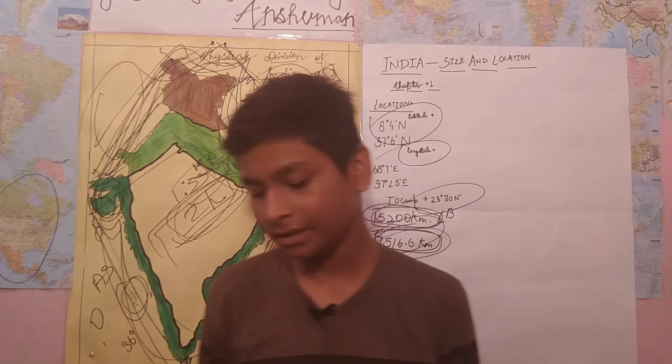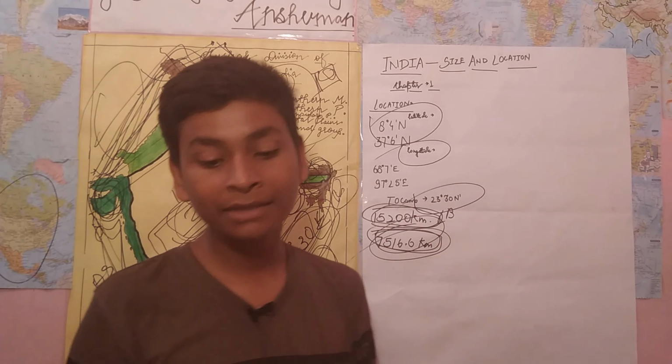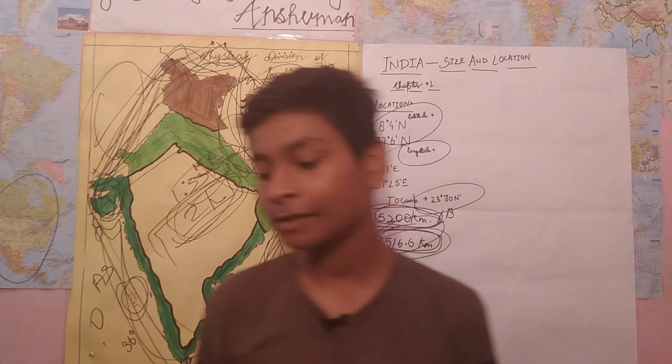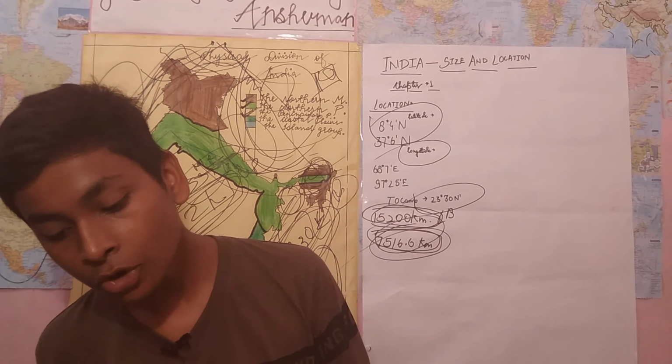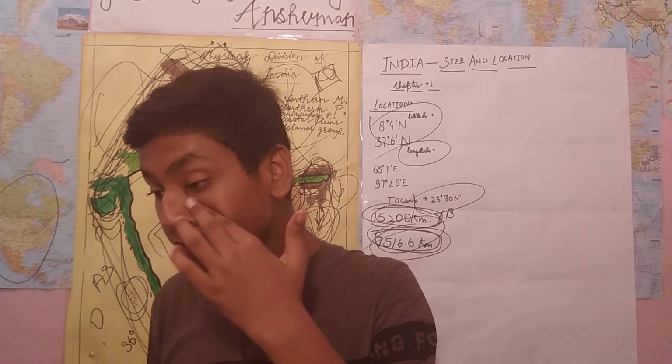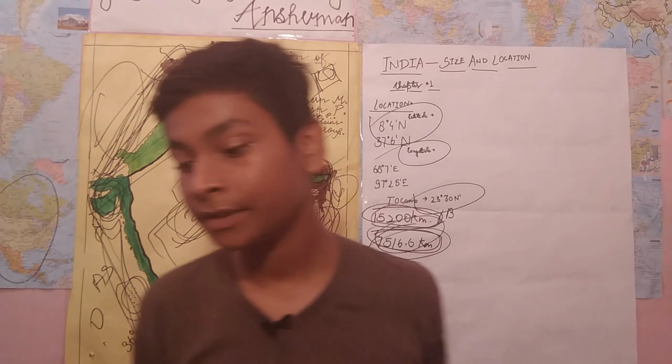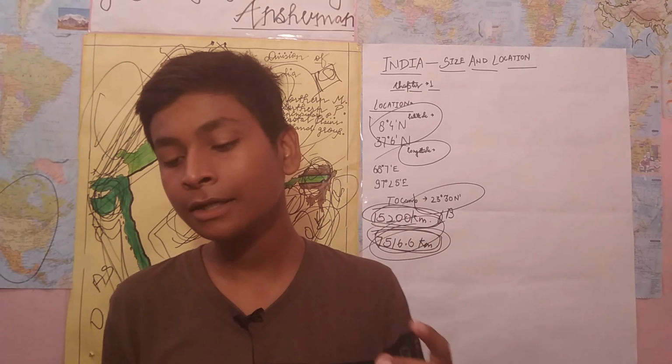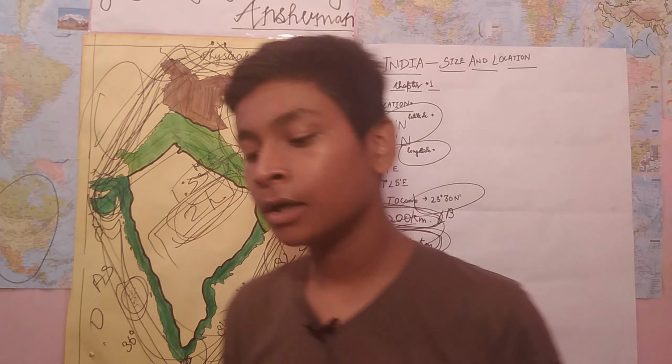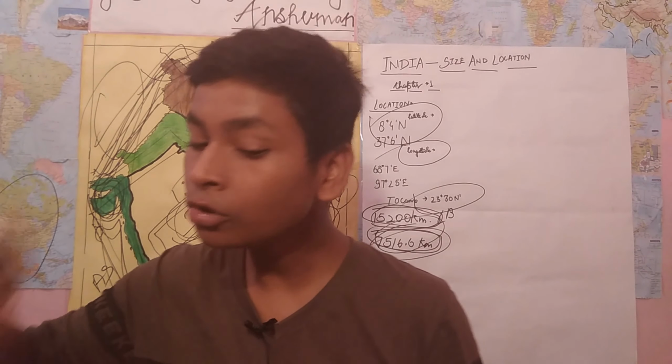Now let's solve some exercises which are written at the back. Now what the exercises are saying: choose the right answers from the alternatives given below. The Tropic of Cancer does not pass through which state? Now there are 8 states through which the Tropic of Cancer passes. So one of the states which is not there is Orissa. And Rajasthan is there, Chhattisgarh is there, Tripura is there in the options. But the Tropic of Cancer does not pass through Orissa.